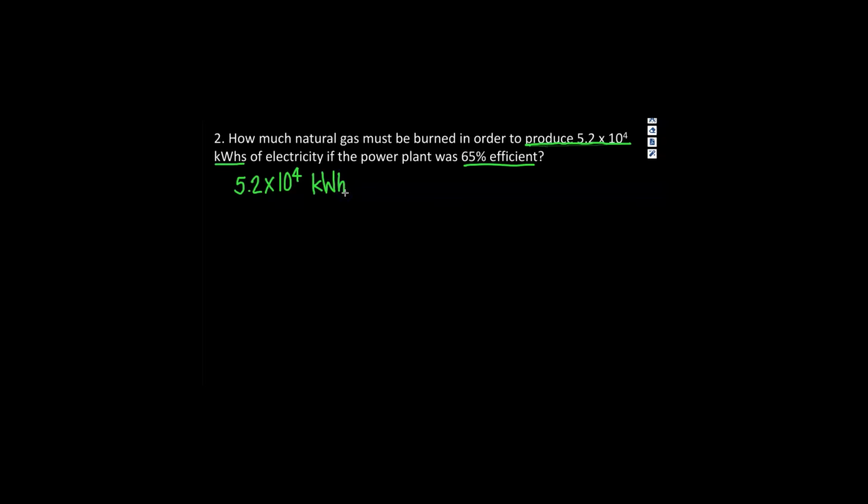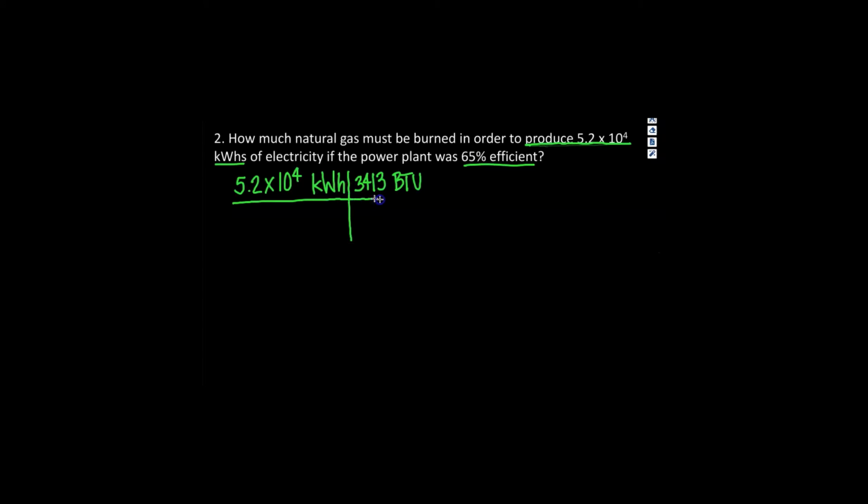And don't forget that times 10 to the 4. I see a lot of students do that. Then we're going to convert this to BTUs first. So we're going to get 3413 BTUs. I'm getting this from the information they gave us at the beginning, where a kilowatt hour is 3413 BTUs, and we'll also be using this one: 1 cubic foot of gas contains 1031 BTUs of energy. So we have 3413 BTUs over 1 kilowatt hour.